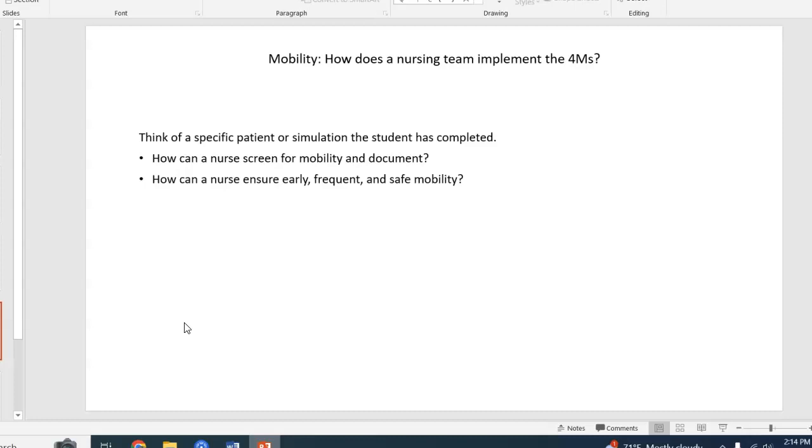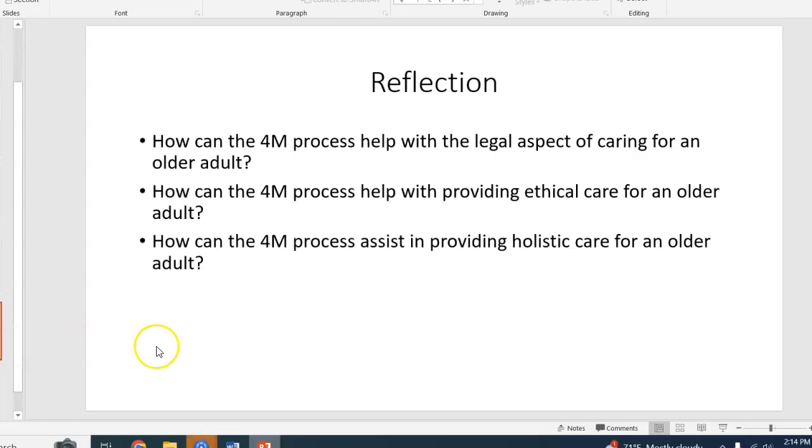So, answering those 2 questions. Moving on to slide 6. This is just a reflection. So how can the 4Ms process help with the legal aspect of caring for an older adult? How can the 4Ms process help with providing ethical care for an older adult? How can the 4Ms process assist in providing holistic care for the older adult?